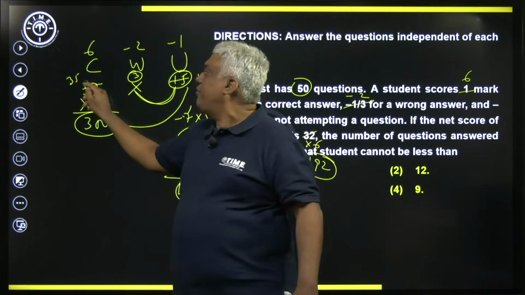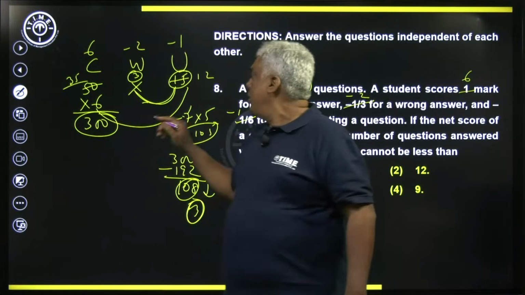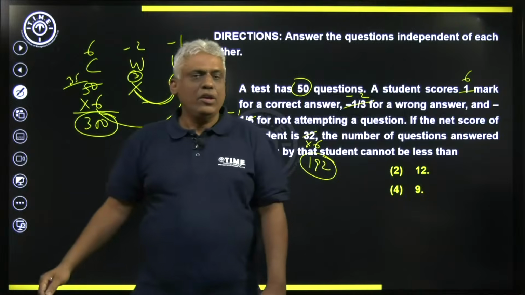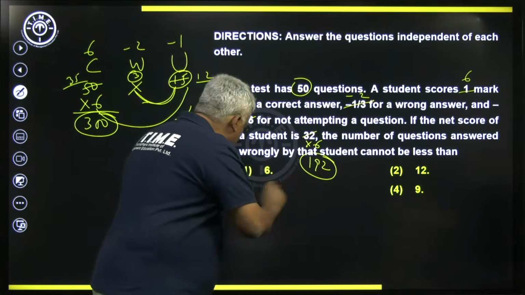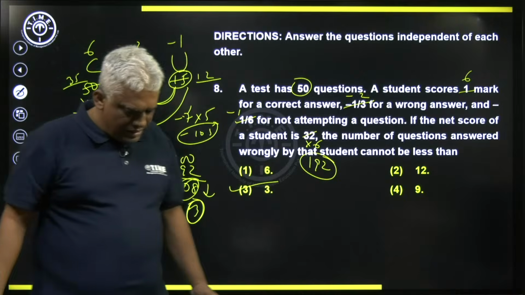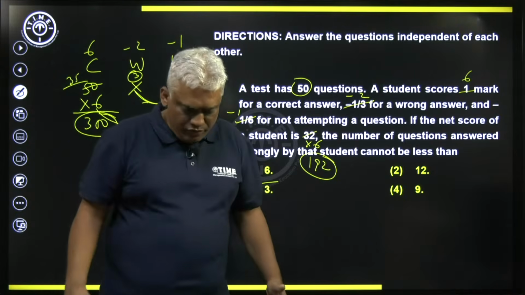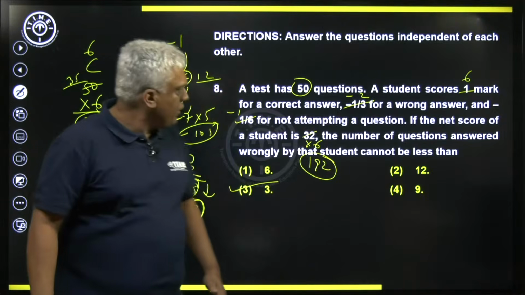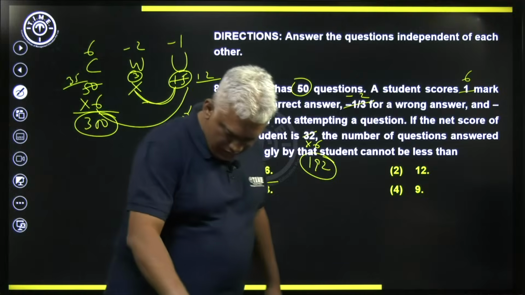So ultimately 35 correct, minimum 3 wrong, and 12 unattempted, right? So the answer is 3, option 3. I hope this is clear, right? Yes, Soeb, that's the answer. I hope this is clear to all of you, right? Okay. Let's see the next one.